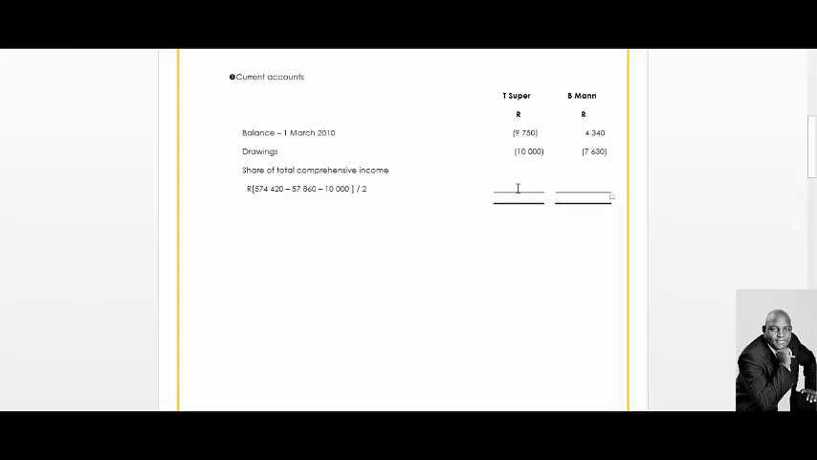And then we need to calculate that. So it's going to be, let me do this here, 574,420 minus 57,860 minus 10,000, getting 506,560, divided by 2. Okay, divided by 2 equals 253,280.